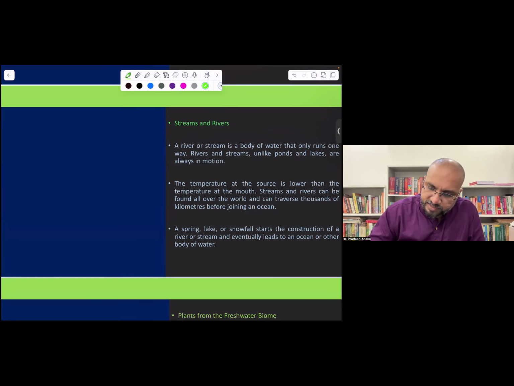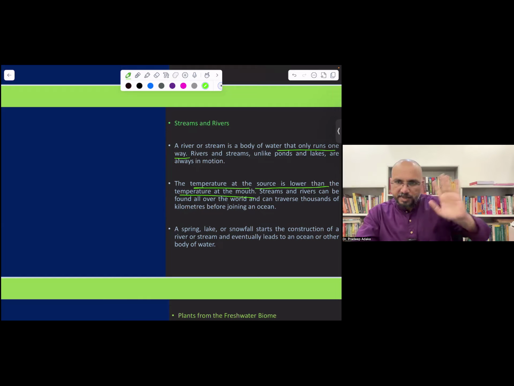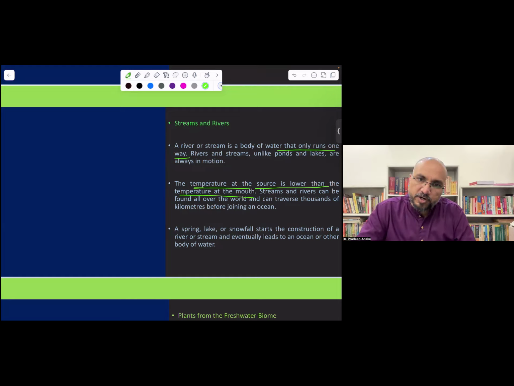So a river or stream is a body of water that runs one way, from top to bottom, so higher levels to lower levels. Okay, so the water is always in motion. So temperature at the source is lower than temperature at the mouth. So obviously most of the rivers, like in case of Himalayan rivers, they originate by melting of glaciers, right? So temperatures at the origin of the rivers is low compared to the temperature of water at the mouth of the river, that is at the delta.